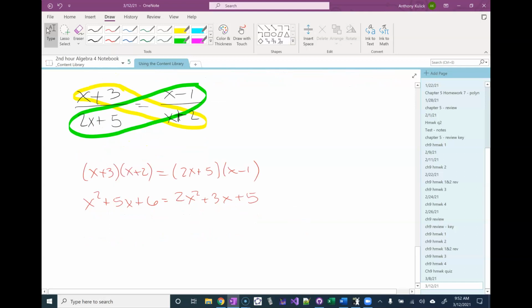And then I'm going to move everything onto the right-hand side, because if I move it onto the right-hand side, my x squared term will be positive still. And that just makes everything a little bit easier if I might have to factor. But it doesn't really matter. It wouldn't be wrong to move everything to the other side, but that's not what I want to do.